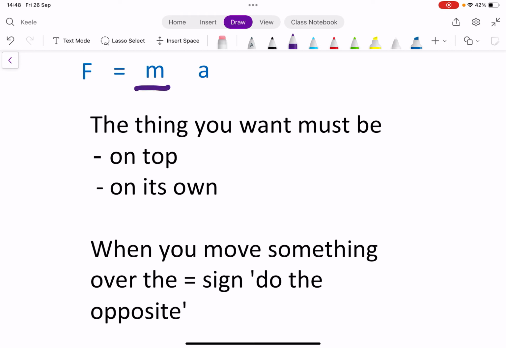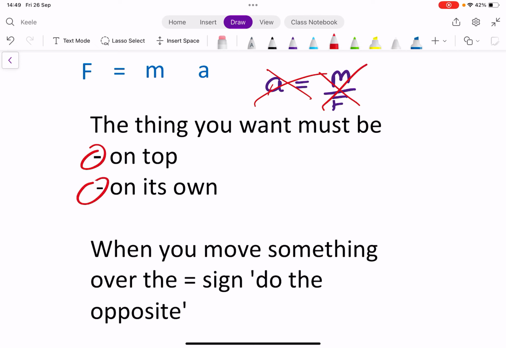So what we need to do is move the m so it goes across the equal sign. Now, the temptation sometimes is people go, right, what I actually need is a, so we'll start with a equals. Do not do that, because the next step you'll do is this: a equals, well, the m's still there, and I'll divide by the F. That is actually entirely wrong. It's the wrong way up completely. Don't do that. Notice that these two things say on top and on its own. They don't say it has to be on the left.